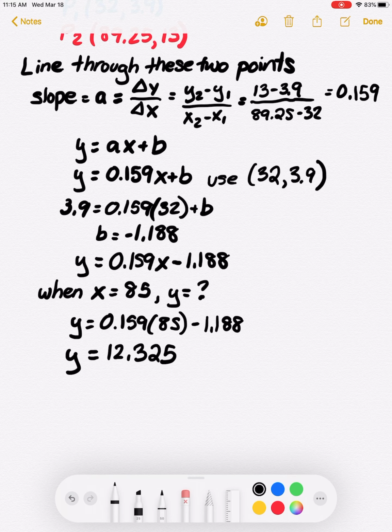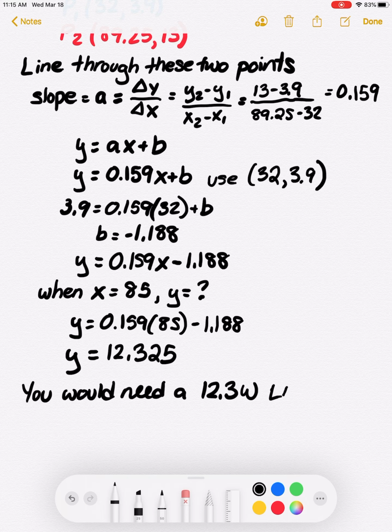To answer the question, which on a ministry exam you should always answer in a full sentence: what wattage of LED will give you the same light as an 85 watt halogen bulb? Well, you would need, maybe round it a little bit, a 12.3 watt LED bulb.